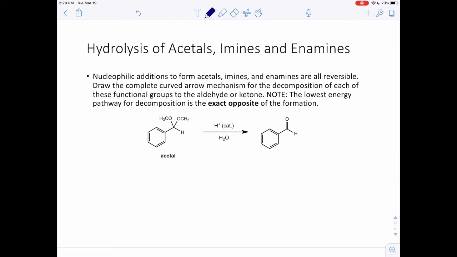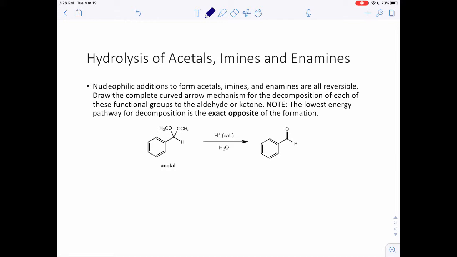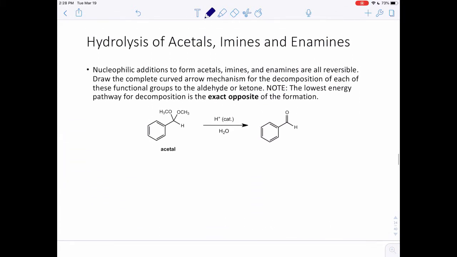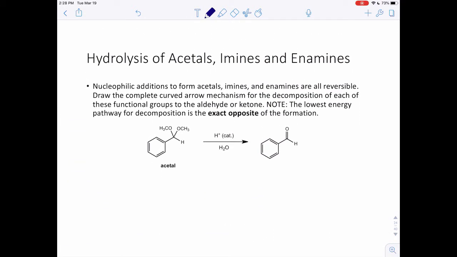So nucleophilic additions to form acetals, imines, and enamines are all reversible. We're going to draw the complete curved arrow mechanism for the decomposition of each of these functional groups to the aldehyde or ketone starting material. And I want to make a really important point here, which is that the lowest energy pathway for the decomposition is the exact opposite of the formation, as long as you're under the same conditions, which you are here. All right, so we're going to look at acetal going to the aldehyde or ketone. Again, I do suggest that you pause and try this. It is the exact reverse of this way.